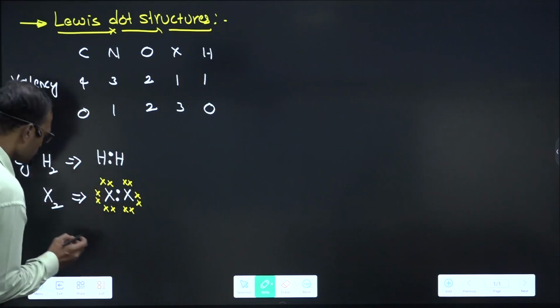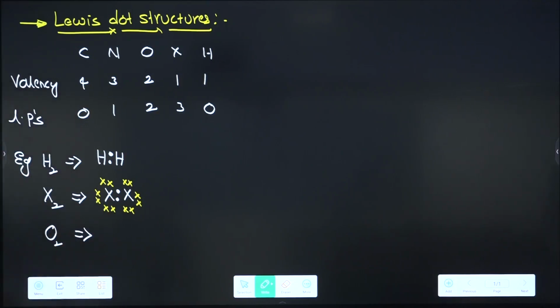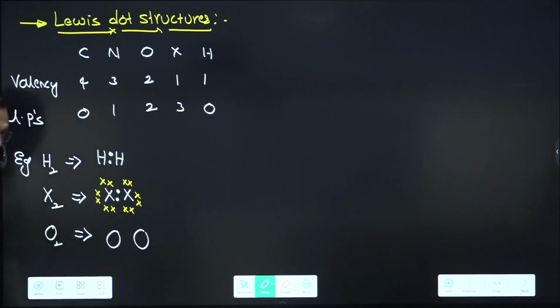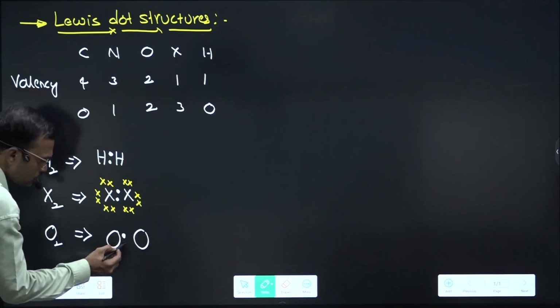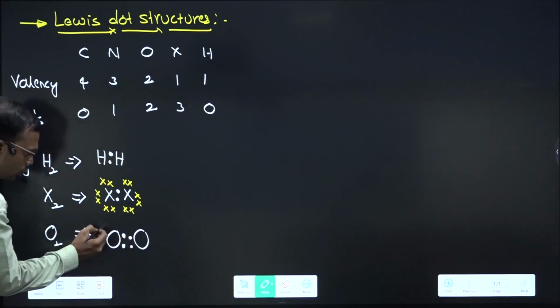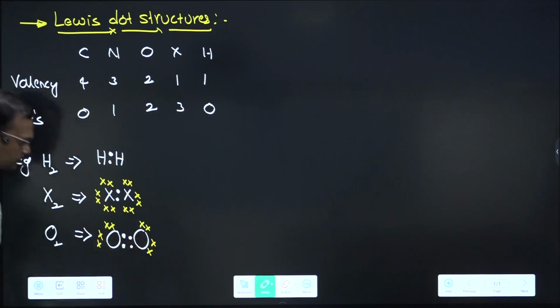Clear? Suppose I write O2. How many oxygens? 2 oxygens. Between 2 oxygens, how many bonds are possible? 2. 2 means how many electrons? 4 electrons. 4 means it is a double bond. Then how many lone pairs does each oxygen carry? 2 lone pairs, and here also 2 lone pairs.